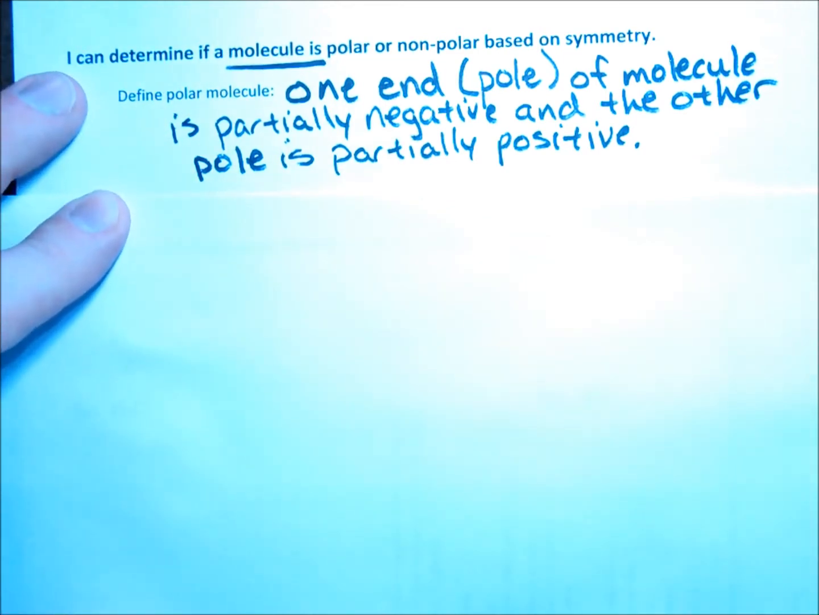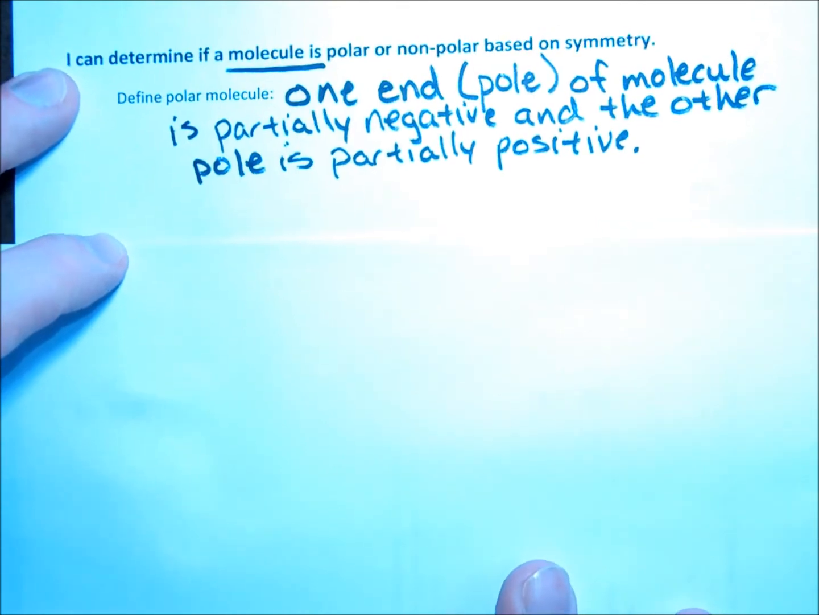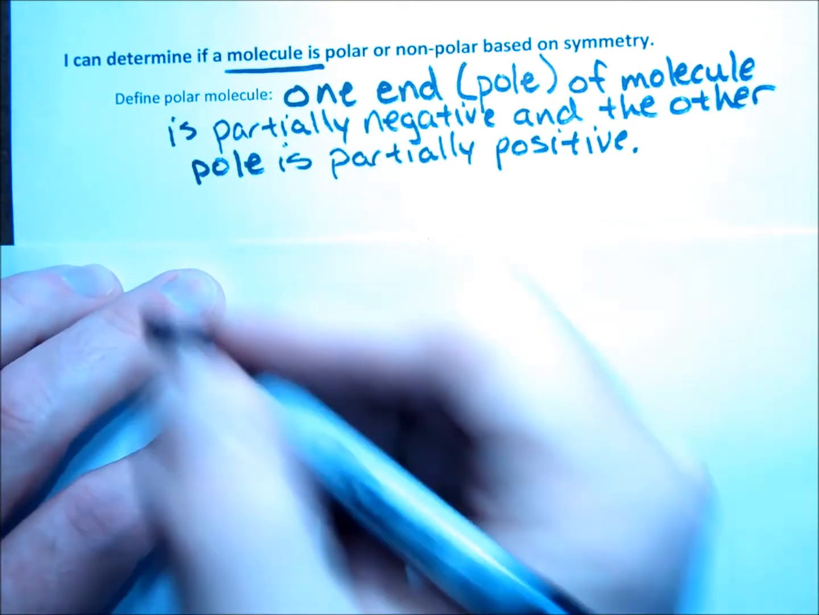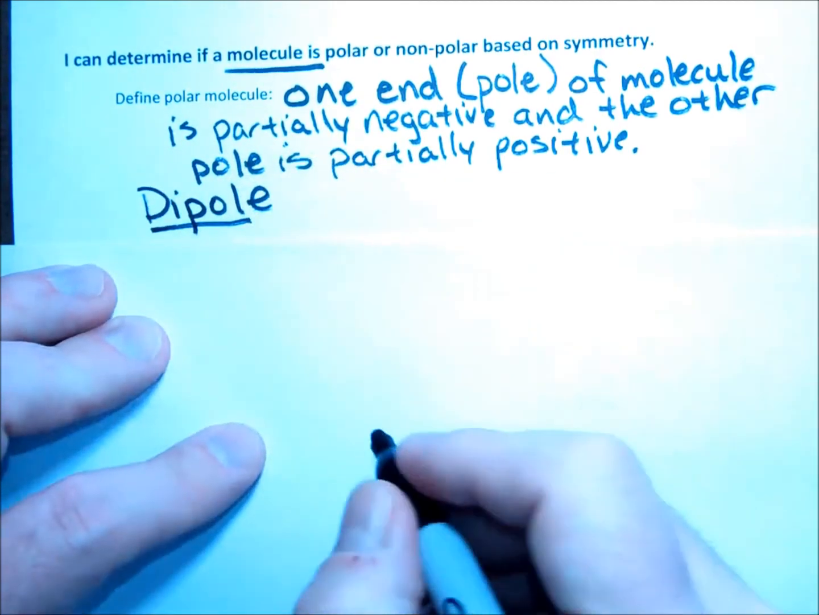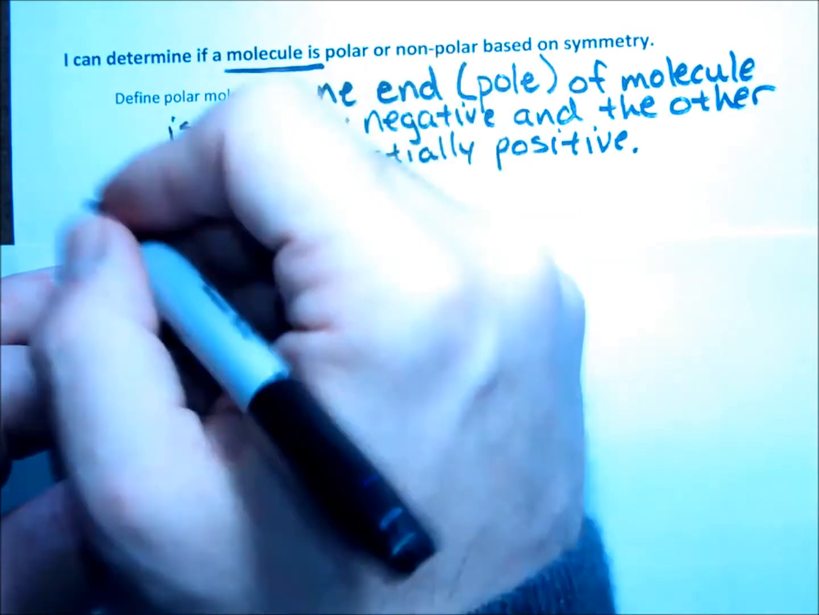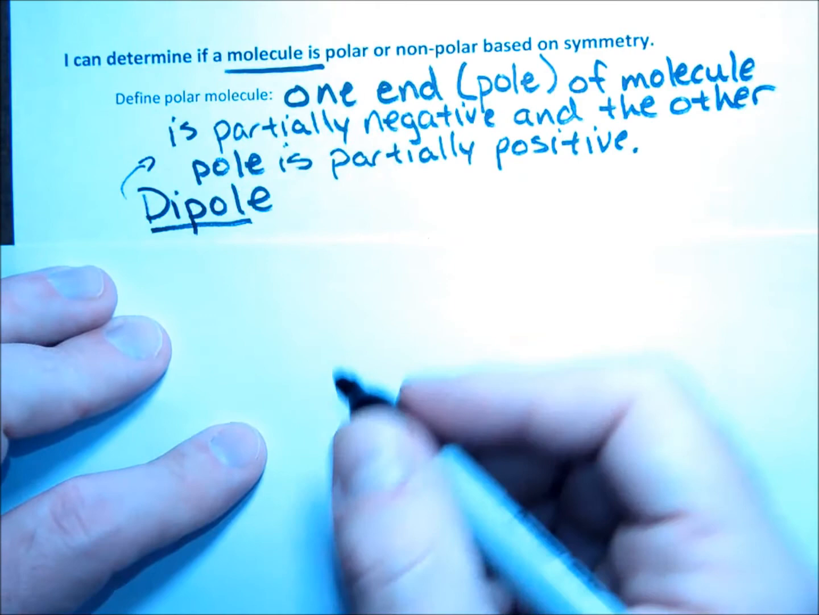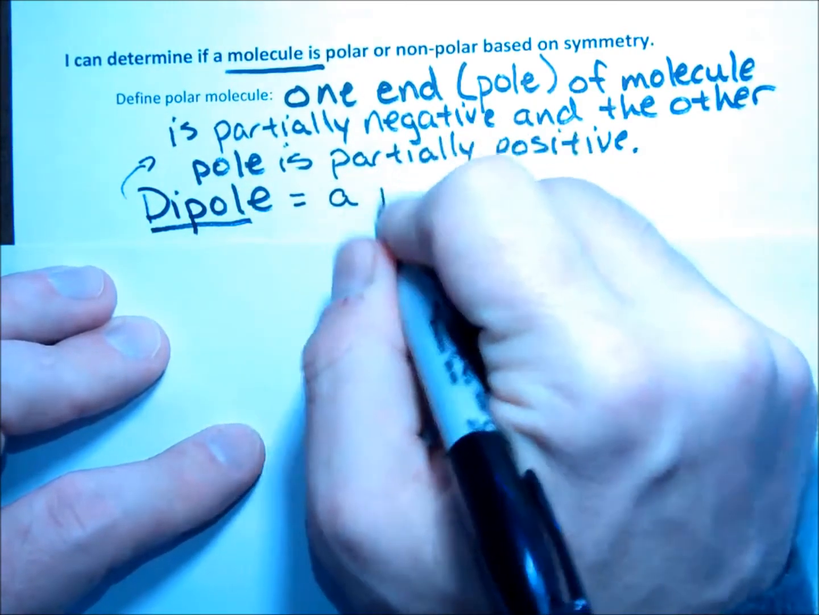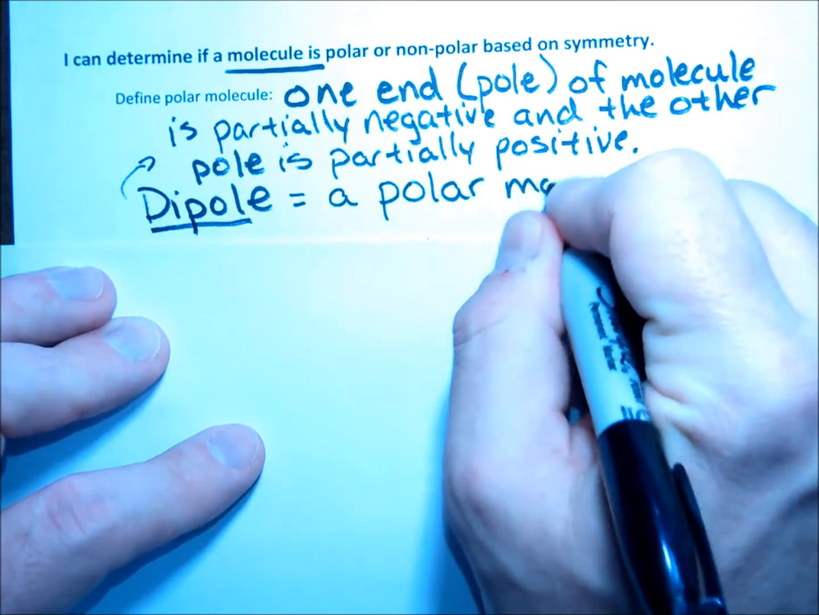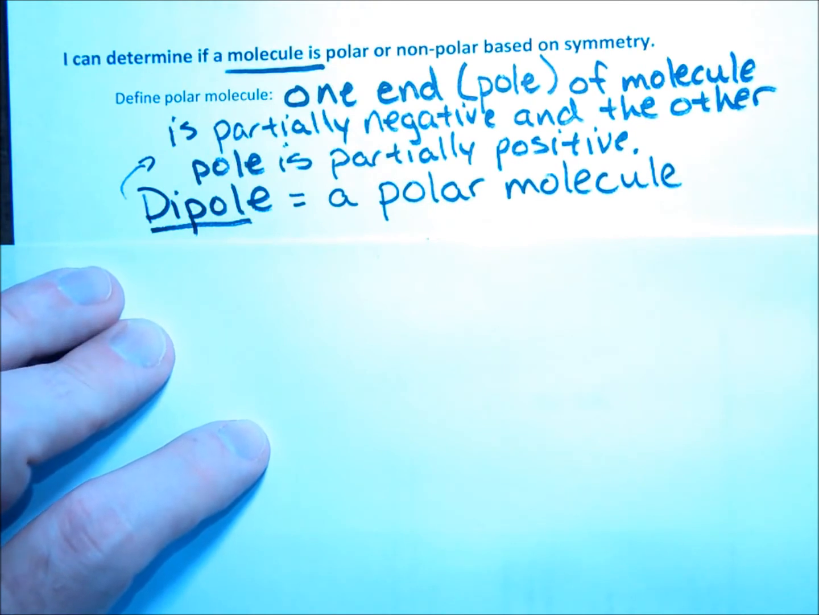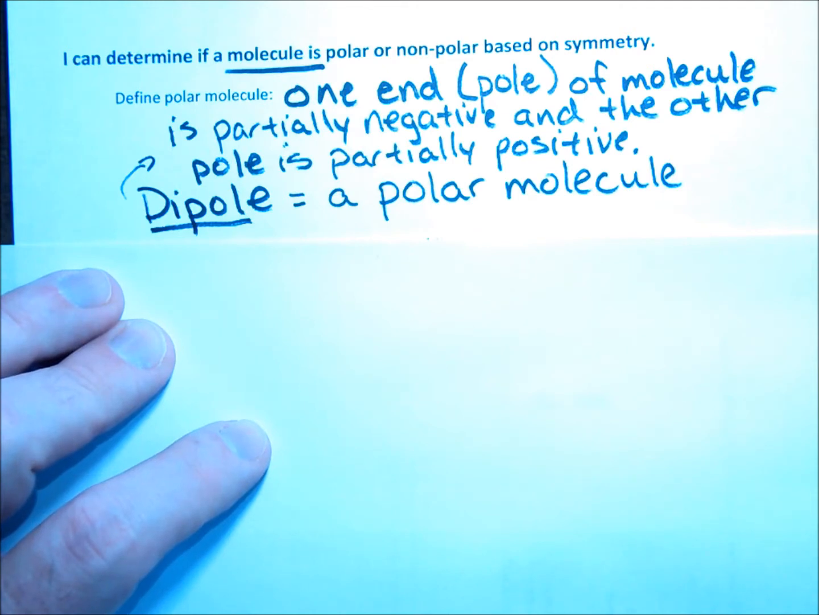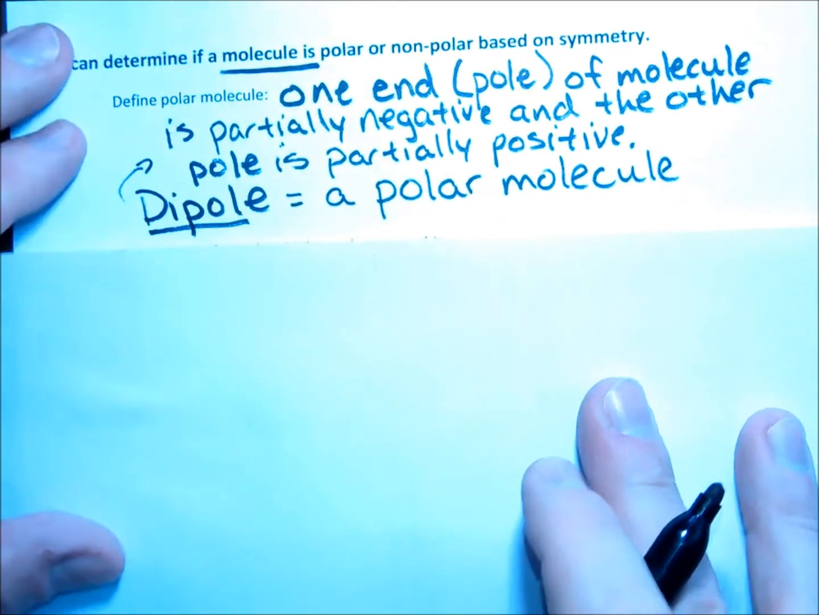And when you have a polar molecule where you have opposite poles having opposite partial charges, it is said to have what's called a dipole. All a dipole is, is a molecule that has one end partially positive and the other end partially negative. It is said to have a dipole.